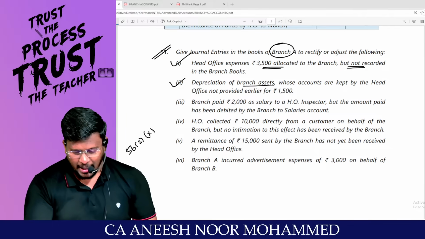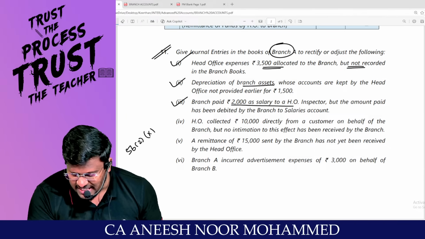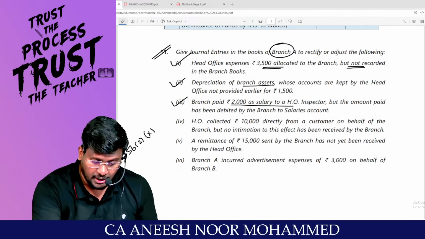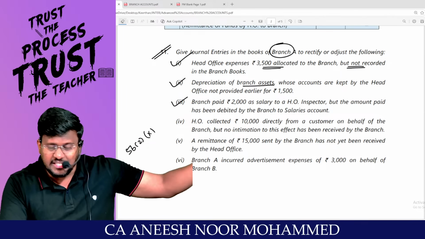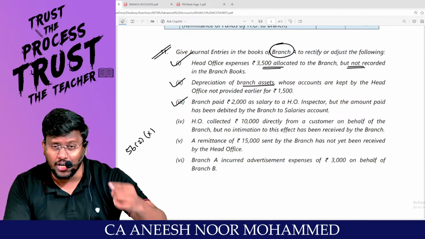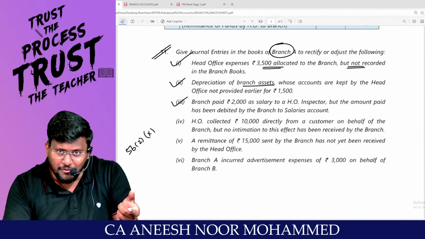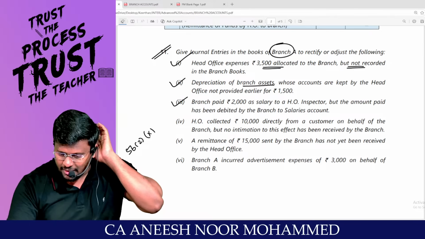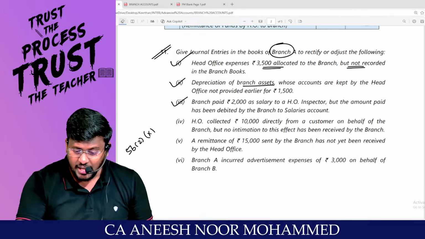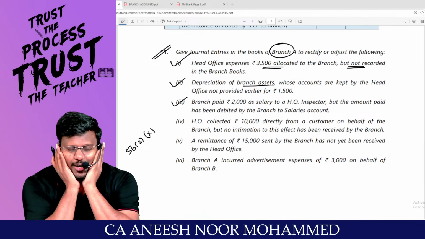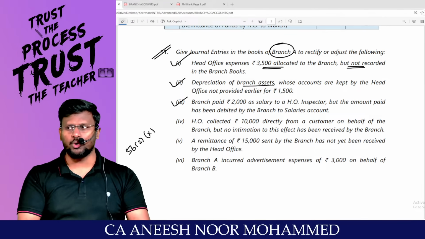Branch paid 2,000 as salary to a head office inspector. That is not a branch expense. It is a head office expense. So the branch should not recognize it as an expense. The branch should recognize it as a receivable from HO. So HO should be debited. But the amount paid has been debited by the branch to the salaries account. Ayyo. The branch has booked it as an expense.